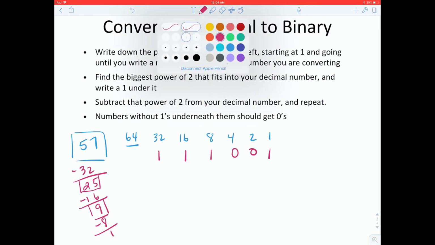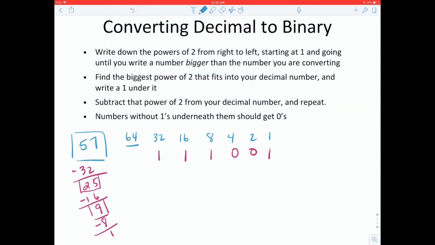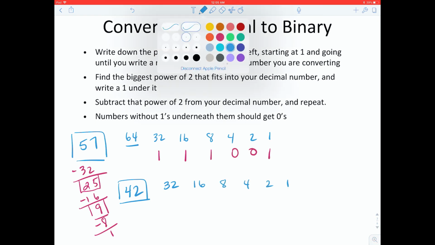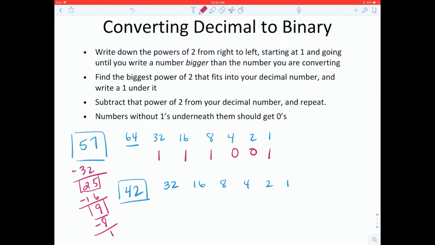Should we try one more number? See if you can do this one on your own. First, let's try 42 as our next number. I'm going to write down the powers of 2. I happen to know I don't need 64, so I'm going to go ahead and just write 32, 16, 8, 4, 2, and 1. Okay, so let's take a look at this.